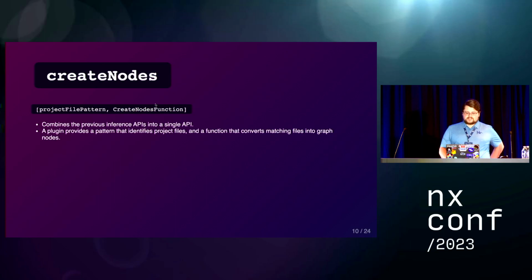So what does create nodes look like? Create nodes is a tuple. The first element in that tuple is a glob pattern that identifies that project file, and the second element is a function that takes that file and turns it into some list of nodes. This includes your projects. It includes external nodes on your graph, so things like npm dependencies.